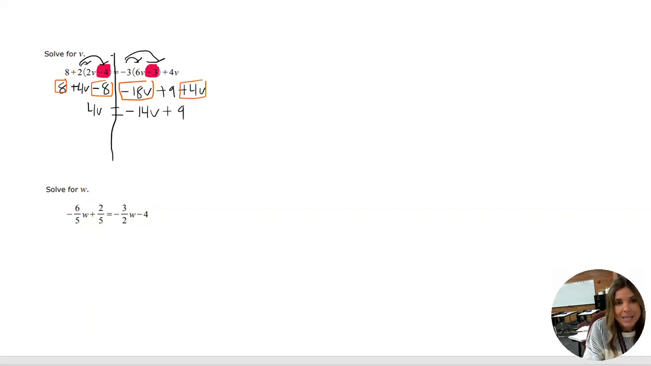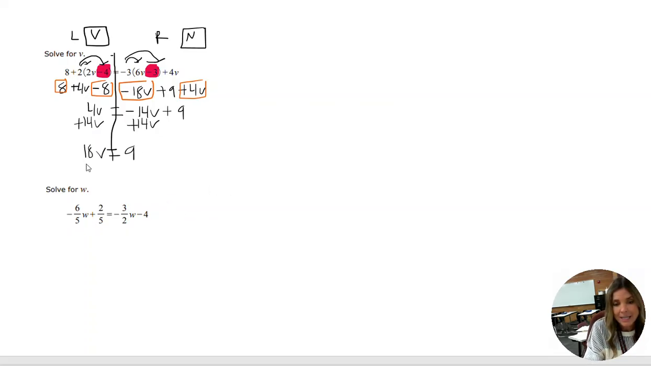Okay, next step is to collect our variable terms on the left. So remember, this is my right side, this is my left side. Any term that has a variable, I don't want it on the right side. I want only numbers there. Any term that is a number, I don't want that on the left side. I only want variable terms on the left. So to get rid of this variable term that's on the right side, I'm going to add 14v. I'm going to add 14v. So 18v equals positive 9.